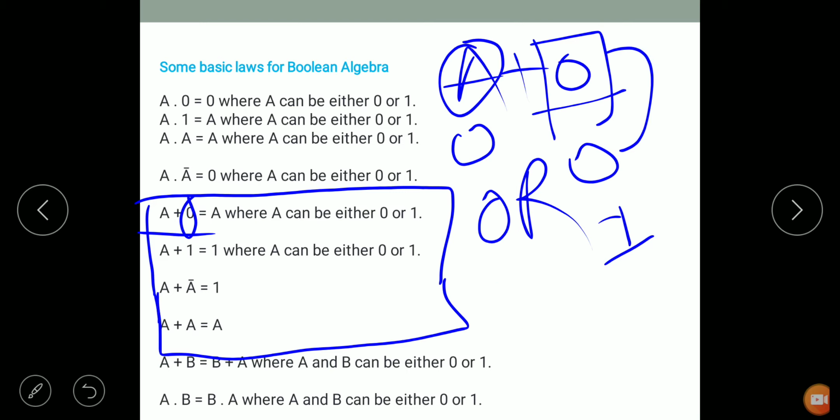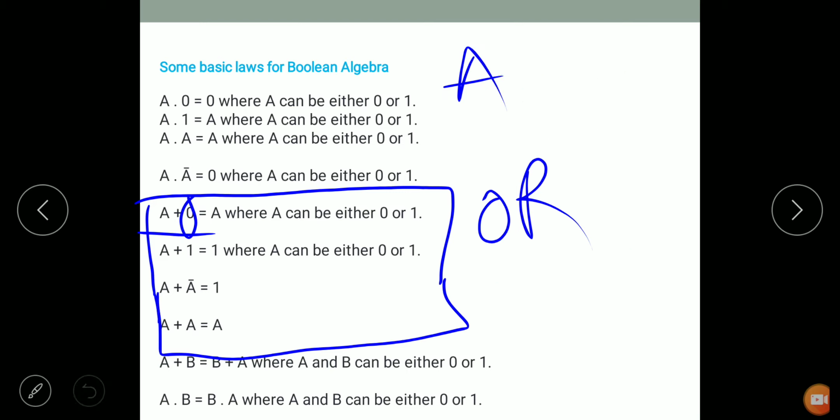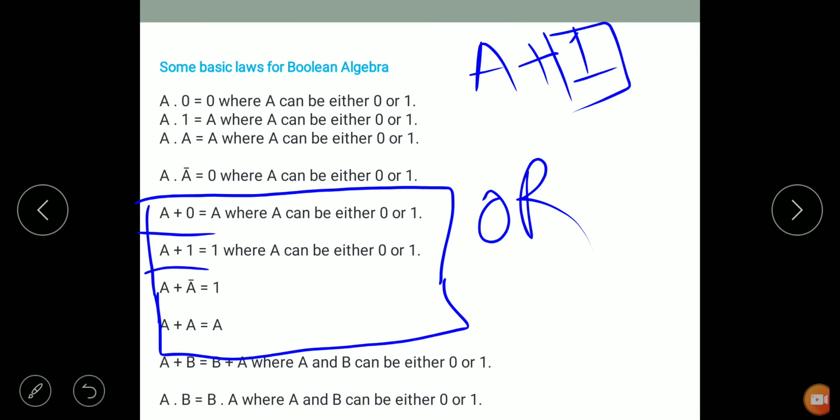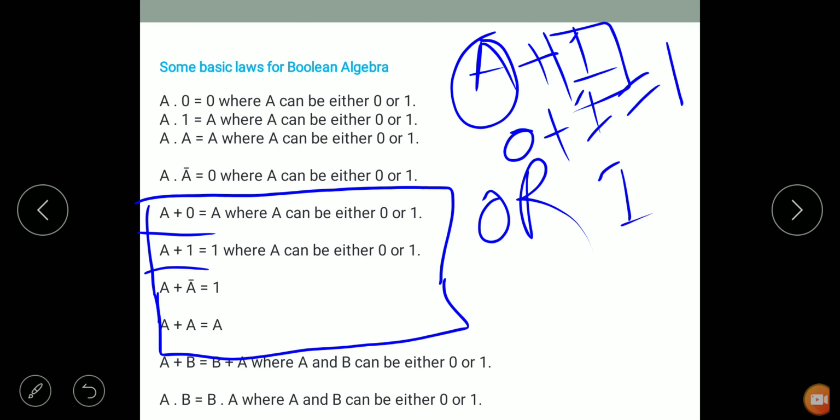Now for the second combination, a plus 1. Here 1 is a permanently fixed variable. This parameter does not change, but the value of a changes. It will be 0 or it will be 1. So if a is 0, then 0 plus 1 is 1, and if a is 1, then 1 plus 1 is 1. These are the possible combinations.